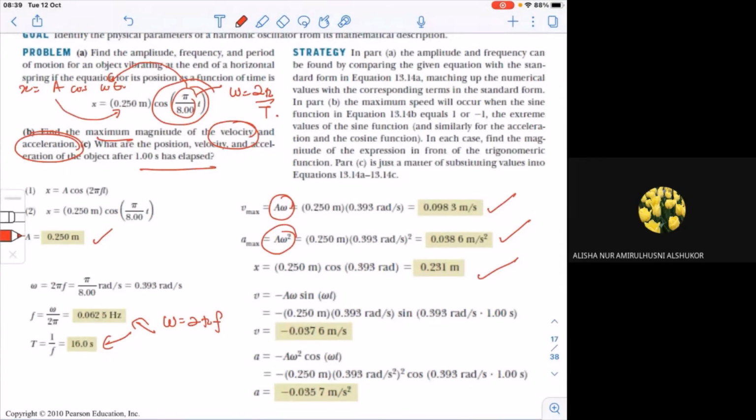And again, they want us to find the position, velocity, and also acceleration. So you need to do it again using the velocity and acceleration equations. But remember to use radian mode on your calculator.